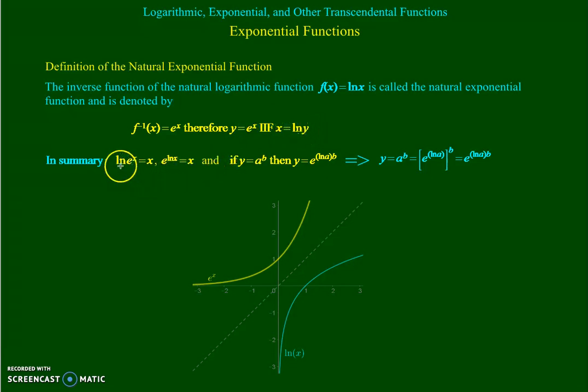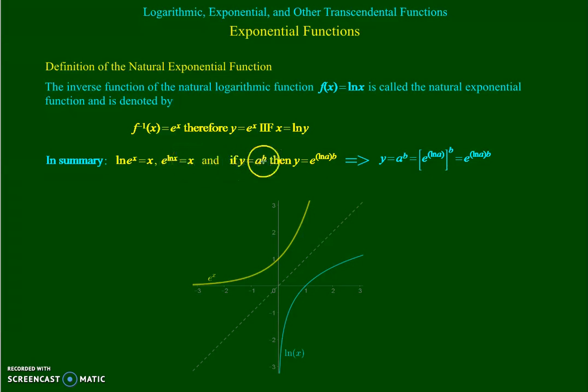In summary then, the natural log of e to the x is equal to x, because this is log to the base e of e equals 1. This is the power rule of logarithms here. And in the same vein, e to the natural log of x is also x.